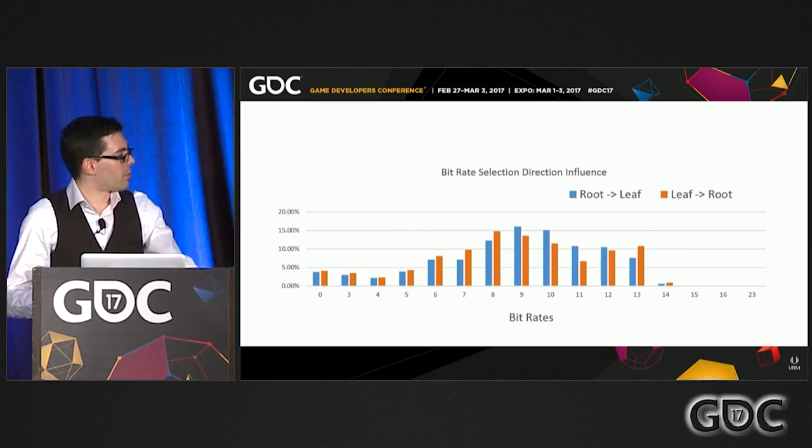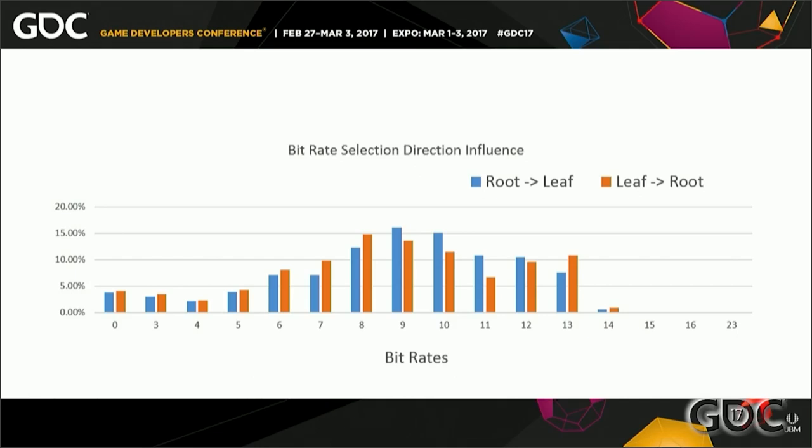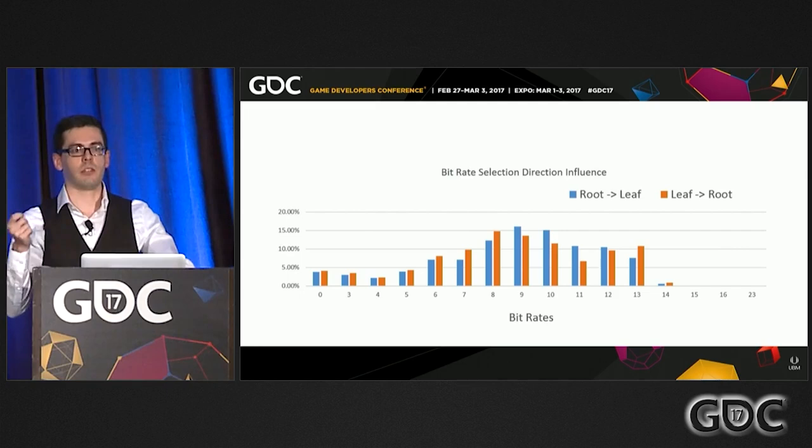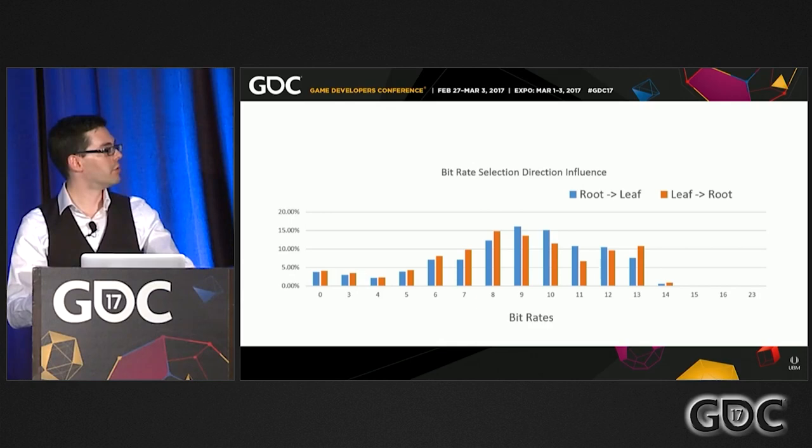And here is probably my favorite slide. This is the distribution of which bit rates ended up being selected. So horizontally, we have our bit rate buckets, 0, 3, 4, 5, up to 23. And vertically, we have how often it was selected by the algorithm. And there's two distributions here. In the second phase of our algorithm, we go over each track individually and we lower the bit rate as much as we can. In blue, we started at the root, going toward the leaf bones, or parent first, children after. And in orange, we do the opposite. We start with the children, and we go up towards the parent and the root.